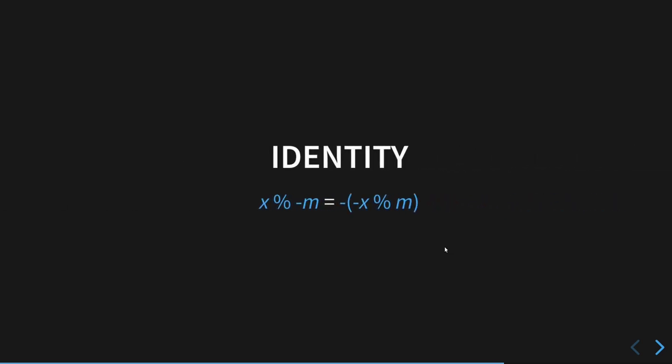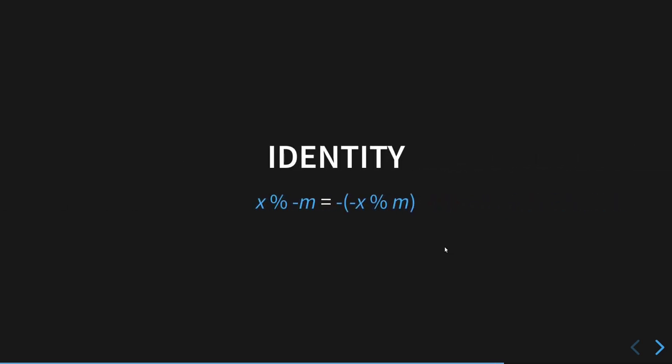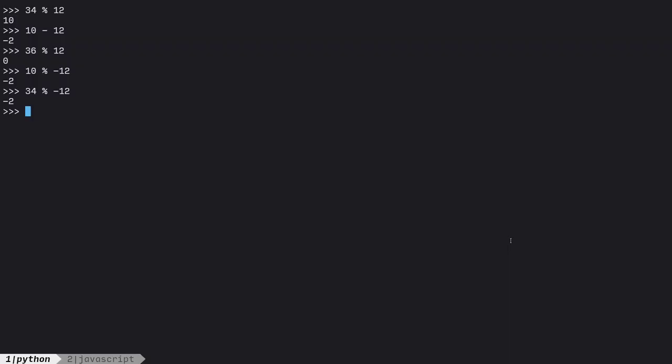So that's negative on the numerator, and that's negative on the modulus. Okay? But it turns out there's an identity. We can just change the sign, and it's the same thing. It's hard to see, but 10 mod negative 12 is the same thing as 10 mod 12, except not negative.